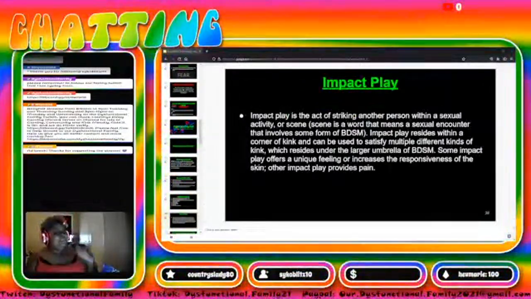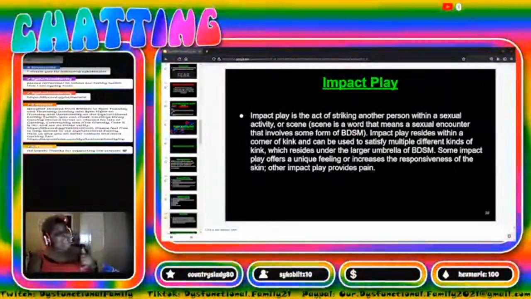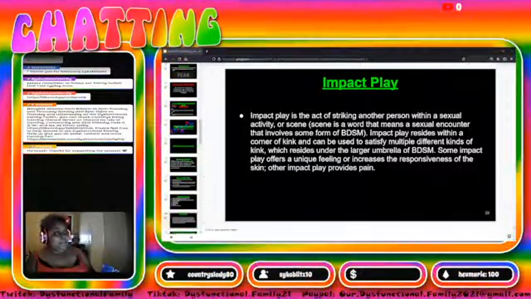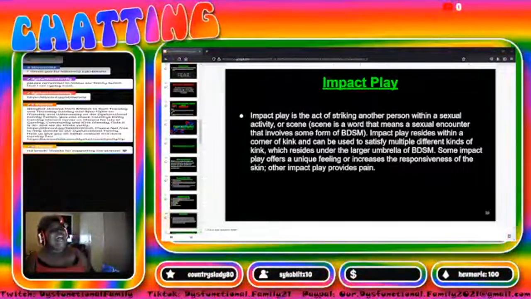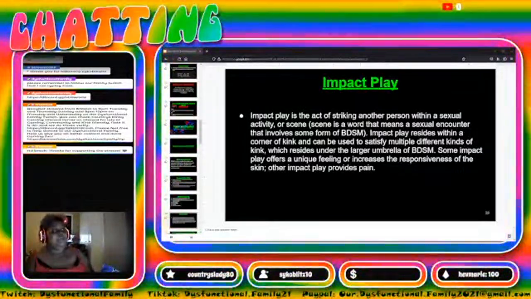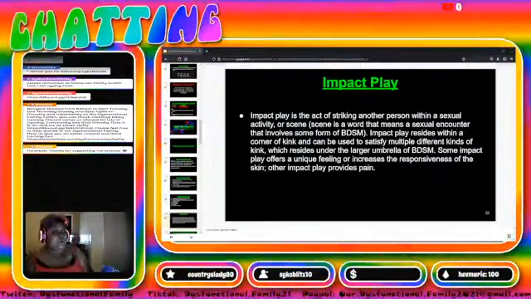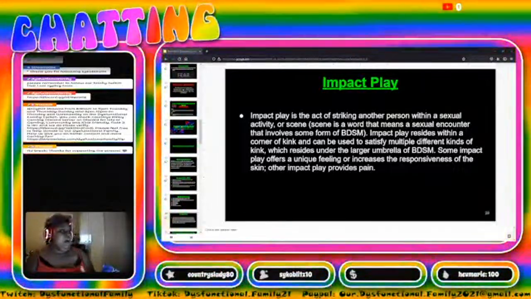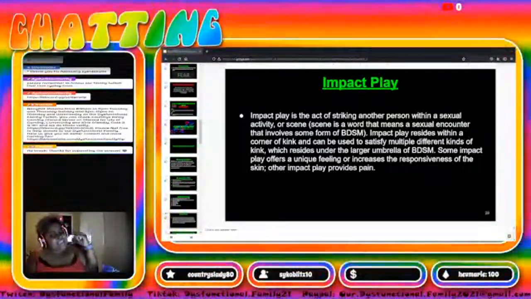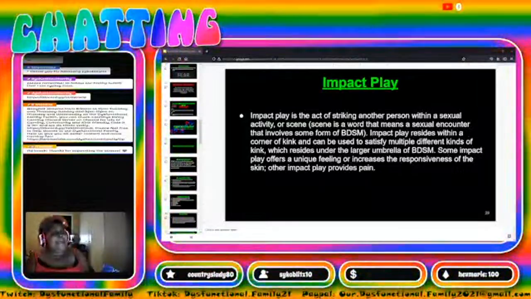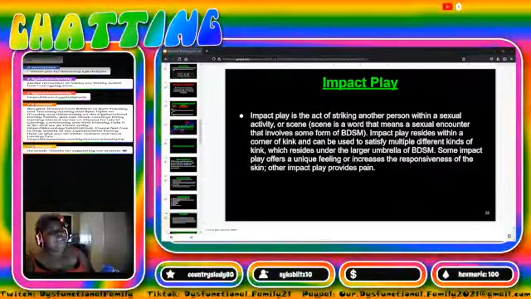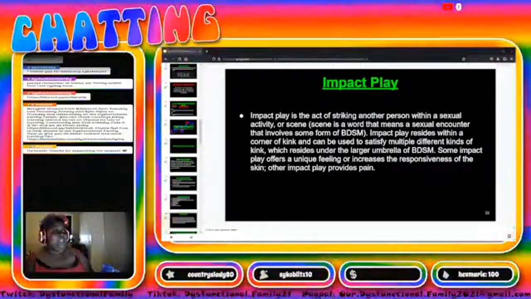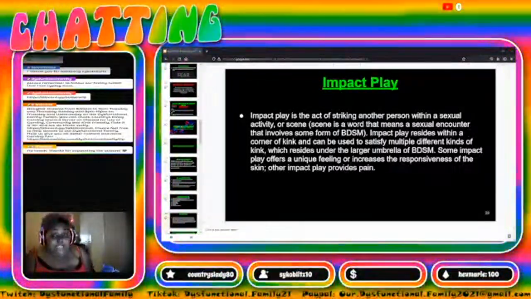So, we have different types of play here. We have impact play. I'm going to go briefly over some of these. It's the act of striking a person, either in a sexual activity or a scene. Some impact play offers a unique feeling or increases the responsiveness of the skin. Some other impact provides pain.